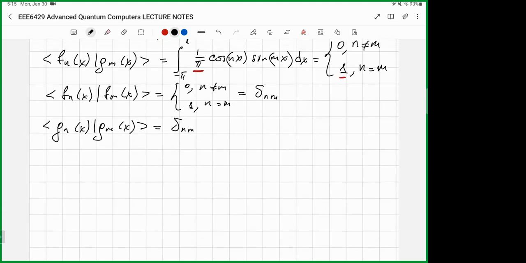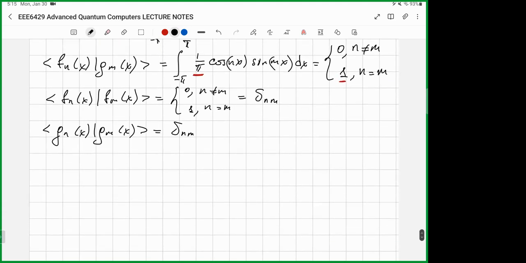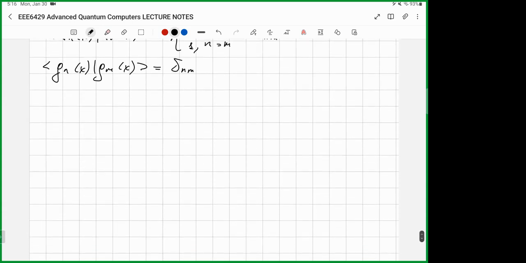You probably are aware of this result, and you can take this integral and check it. The main point here is that we can use these functions f and g, these sine and cosine functions, to represent any function, or better to say any vector function from this linear vector space.